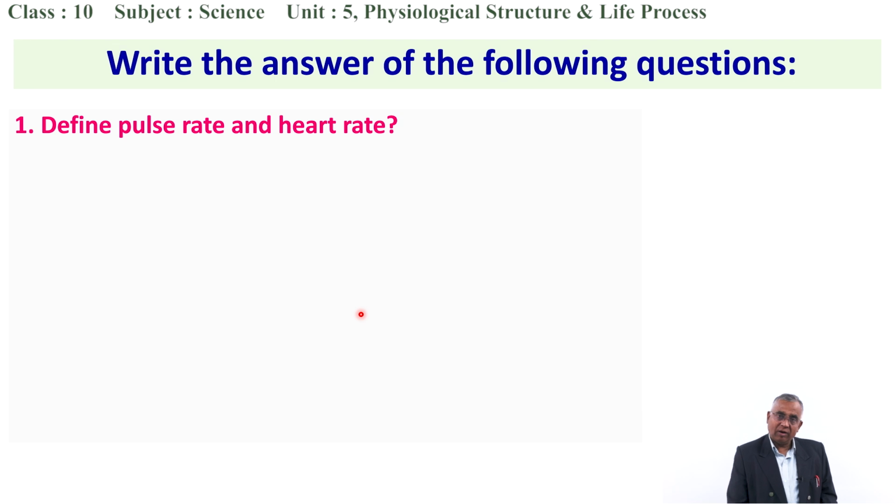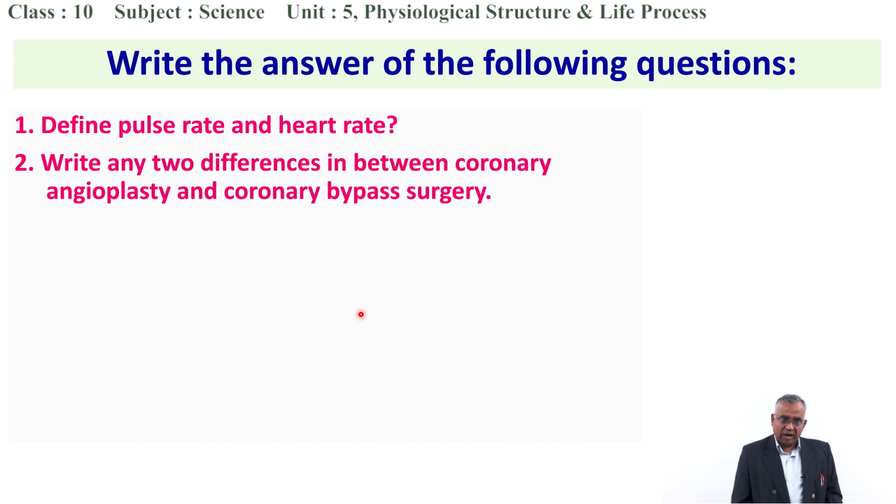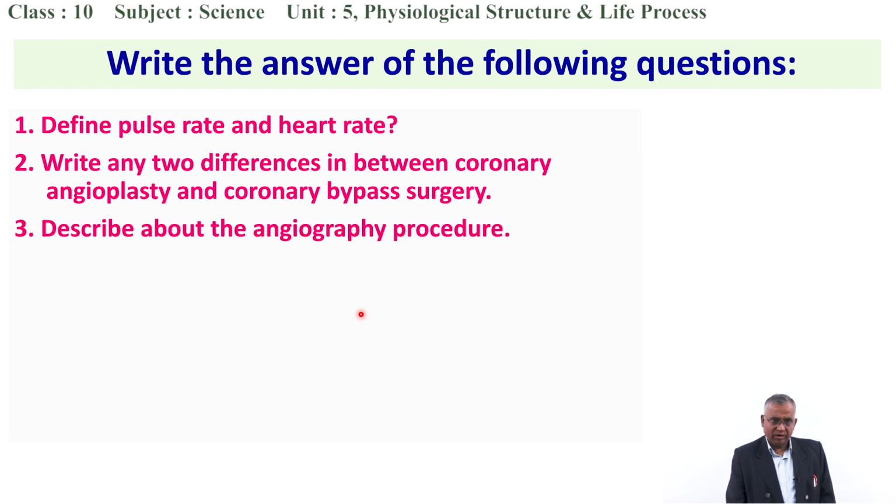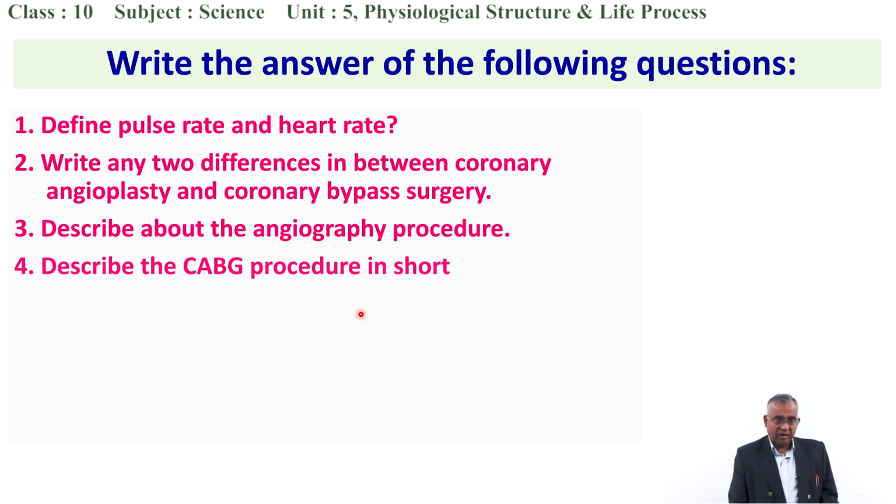Now, next questions are for writing in the copy, and then you have to show your teachers. First question is define pulse rate and heart rate. You can define it very easily. Write any two differences between coronary angioplasty and coronary bypass surgery. You have to think and write about them. Describe the angiography procedure. Whole procedure you have to explain. Next one is describe the CABG procedure in short. How is it done? You have to explain.